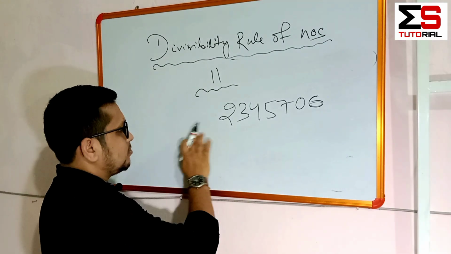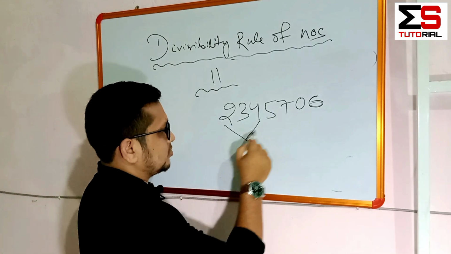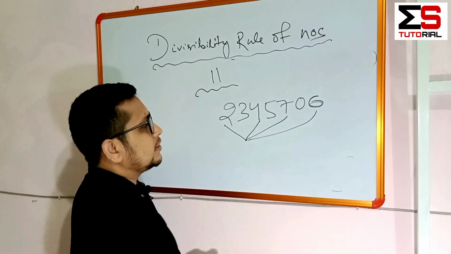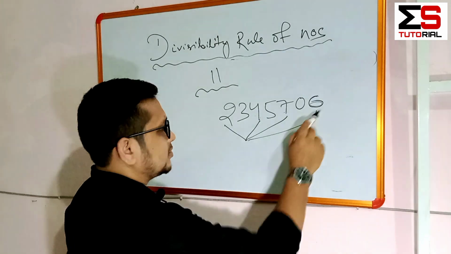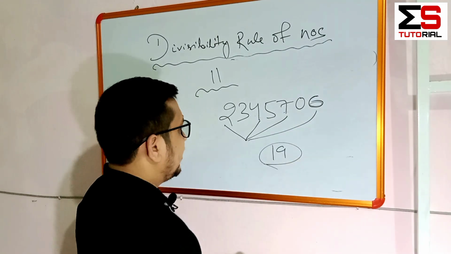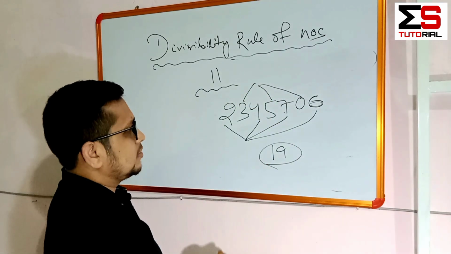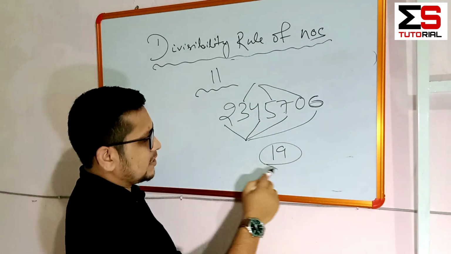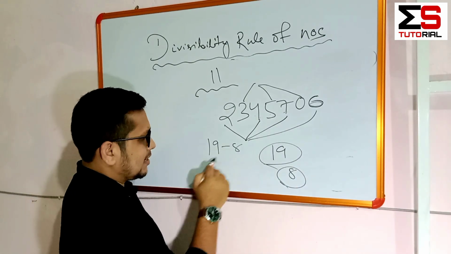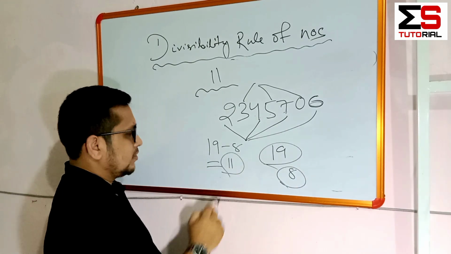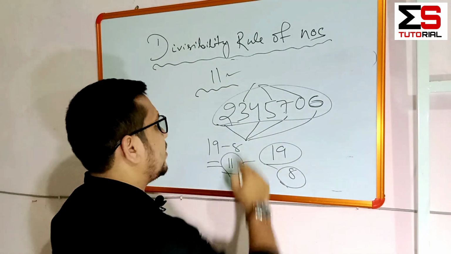Is it divisible by 11? To know, first we have to add the odd placed digits, that is 2 plus 4 is 6, plus 7 is 13, plus 6 is 19. The rest, 3 plus 5 plus 0, are the even placed digits, that is 8. The difference between these sums, 19 minus 8, is 11, which is equal to 11, so this number is divisible by 11.